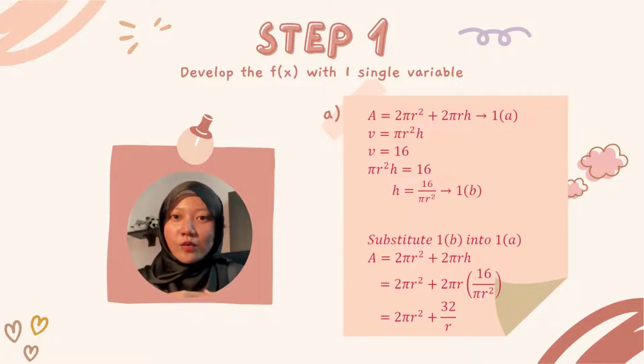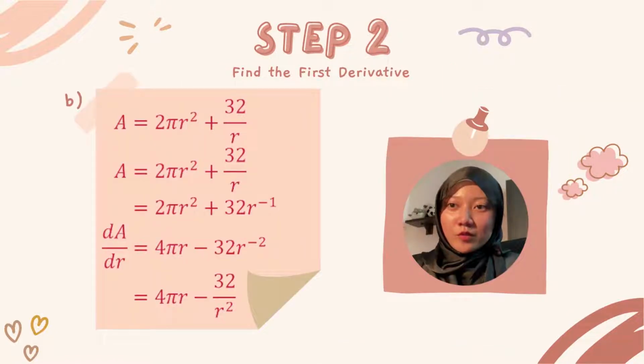If we take a look at the question again, volume is equal to 16 meter cube. The formula of the volume is pi r square h. We can conclude that pi r square h is equal to 16. Then, we bring pi r square to the right hand side, it will become 16 over pi r square. H is 16 over pi r square. Next, we move to question B.